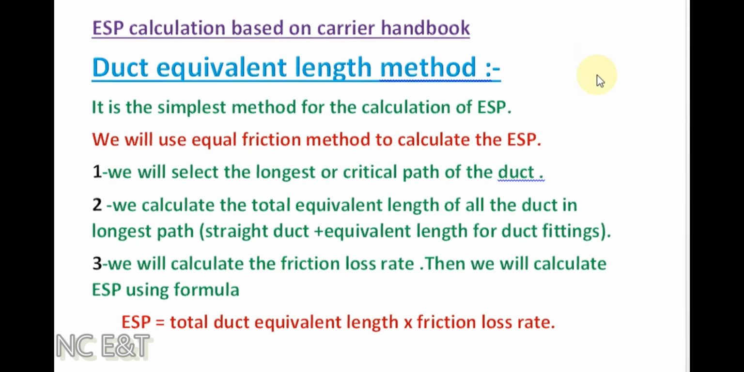Number 1, first we select the longest or critical path of the duct. Number 2, we calculate the total equivalent length of the duct in the longest or critical path, that is, straight duct length plus equivalent length for the duct fittings. Number 3, we calculate the duct friction loss. After this, we use the formula for the calculation of external static pressure: external static pressure equals total duct equivalent length times friction loss rate.